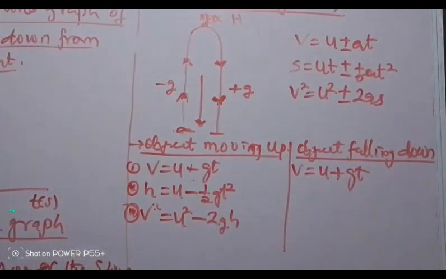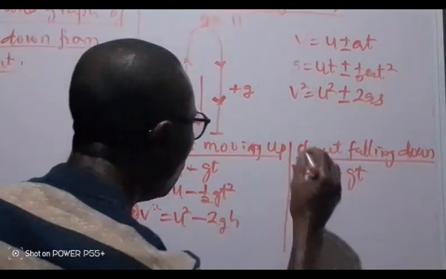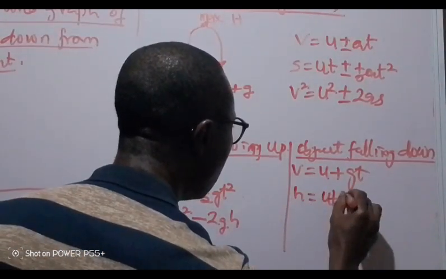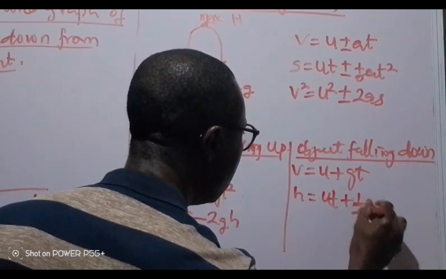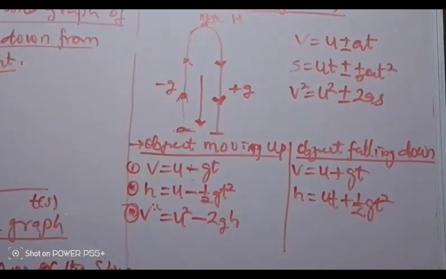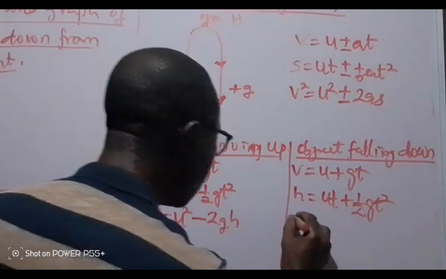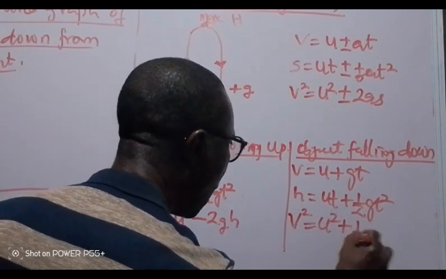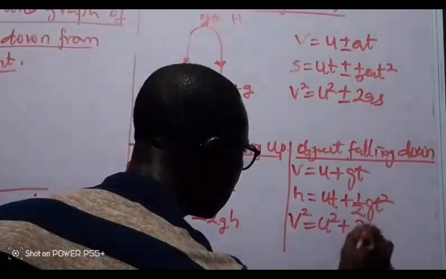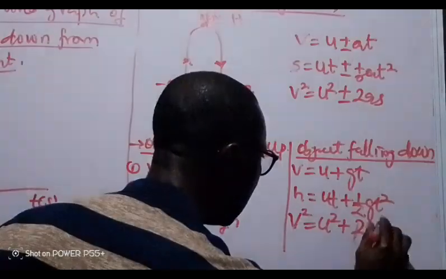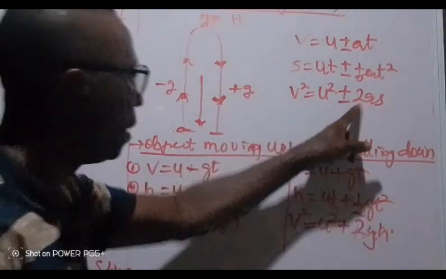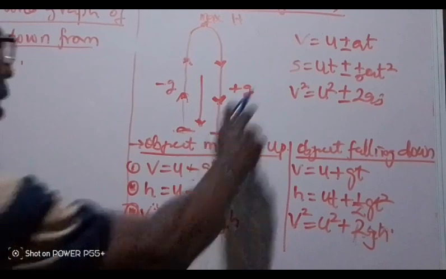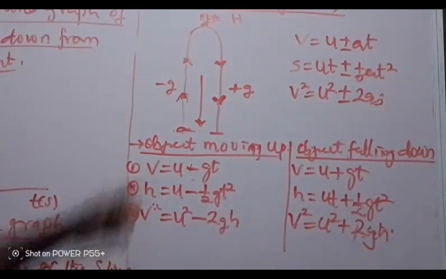Then equation 2 will now be h is equal to ut plus half gt squared. Our explanation remains the same. Equation 3 will now become v squared is equal to u squared plus 2gh. a is replaced by g, s is replaced by h. As I said the other time, this is horizontal distance, while this one is vertical height.